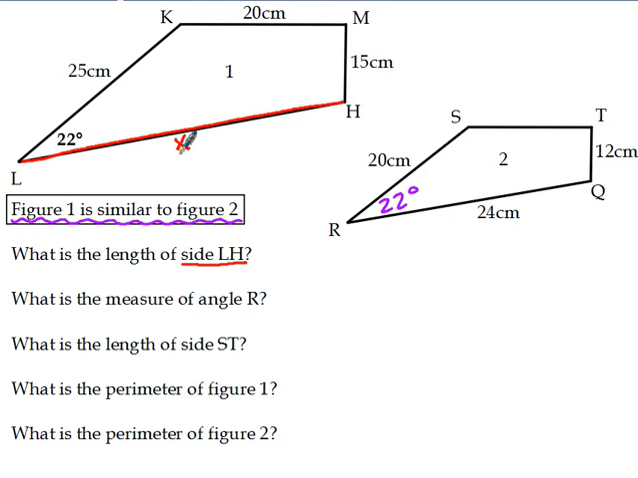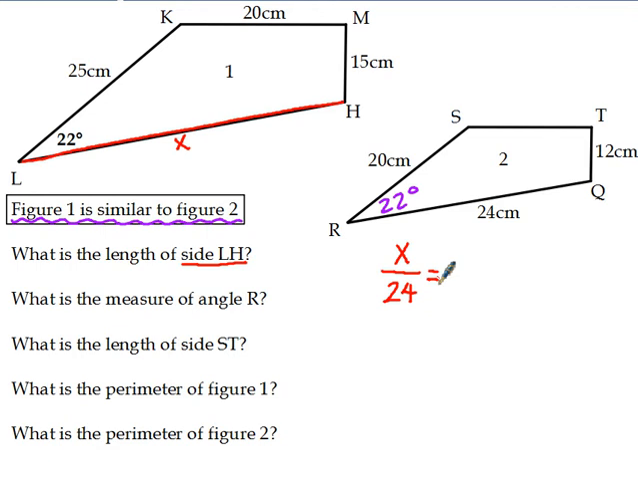So x in this figure matches up with 24 in this figure. They're both on the bottom. So that's going to be my first fraction, x over 24. Now my second fraction, I have to find another pair of sides that go together.